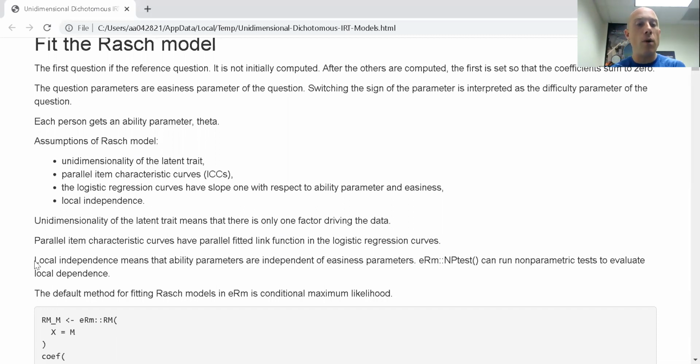Now, the local independence one can be kind of hard to actually evaluate. There are some things inside the ERM package that enable us to do it, specifically NP tests, non-parametric tests. It doesn't check independence, it checks for dependence for us. It's not quite what we're looking for, but it's what we've got, and we'll go ahead and use it. My understanding from looking through the textbook is that much of the literature, people using this, they usually don't actually check this.